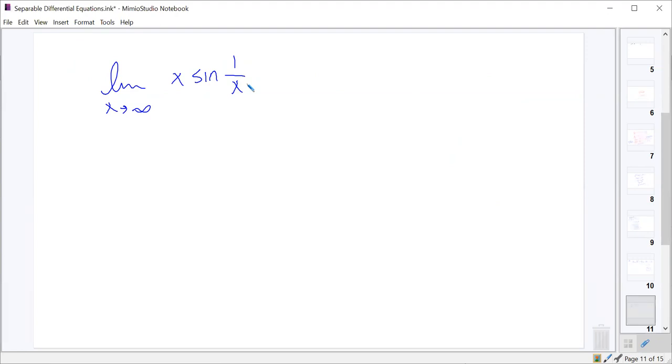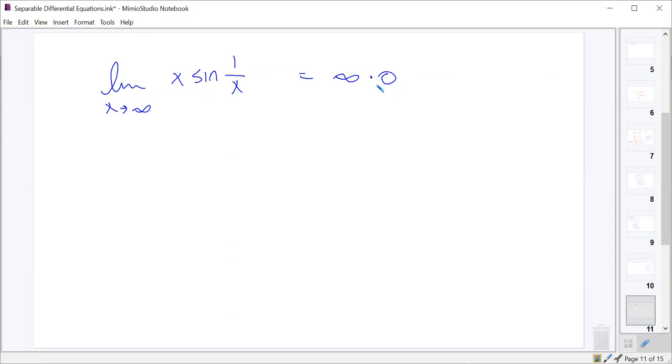But when you plug in infinity to this, you end up with infinity times the sine of 0, which is 0. So there's a discrepancy there between infinity times 0. We know that infinity times anything should be infinity, but 0 times anything should be 0. So what are we going to do with that? 0 times infinity is another form of indeterminate that maybe you should know now. So 0 times infinity is a third type of indeterminate form.